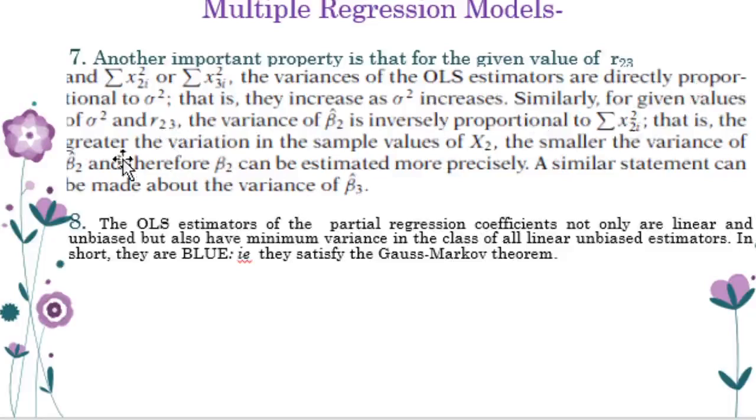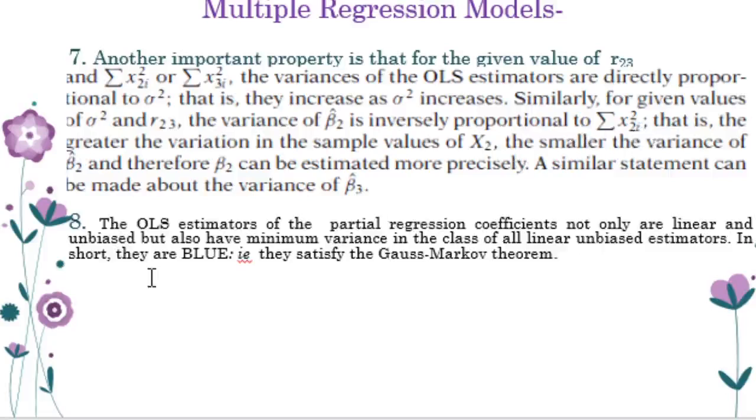Similarly, for given values of sigma square and R23, the variance of beta 2 cap is inversely proportional to sigma x2i square. That is, the greater the variation in the sample values of x2i, the smaller the variance of beta 2 cap, and therefore beta 2 can be estimated more precisely. A similar statement holds for beta 3: for given values of sigma square and R23, the variance of beta 3 cap is inversely proportional to sigma x3i square.